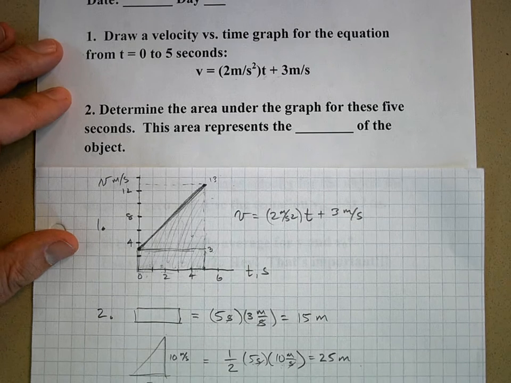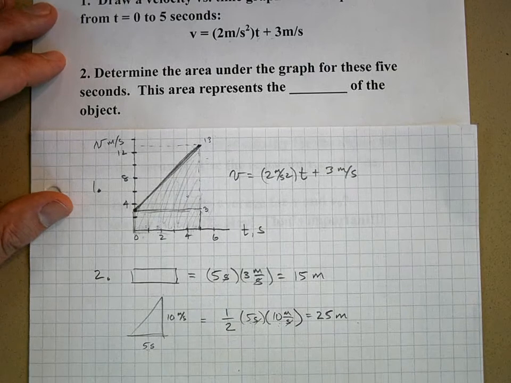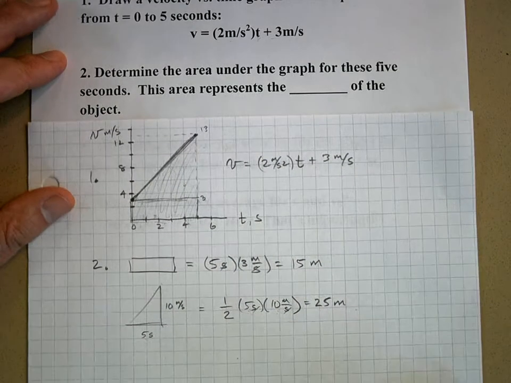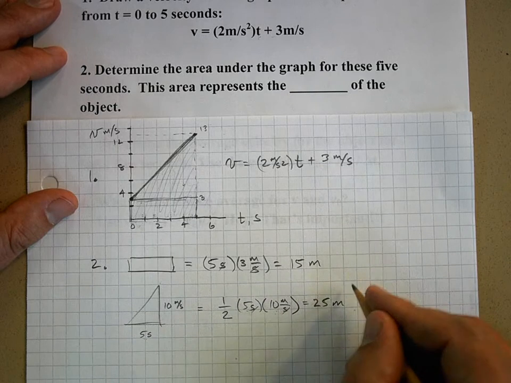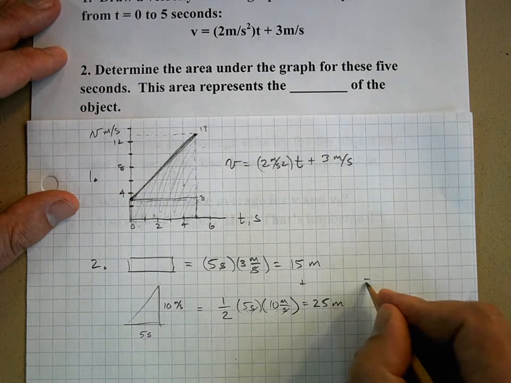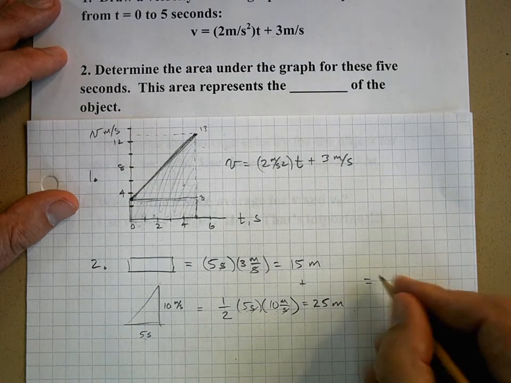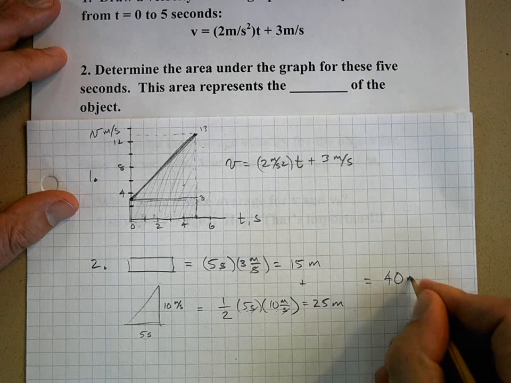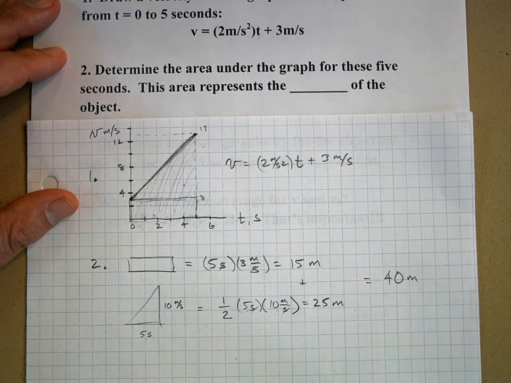Oh, and if I go off screen, please let me know. So the total displacement, the total area underneath the graph is you just add these two together. So that would be 40. 40 meters. That's my answer.